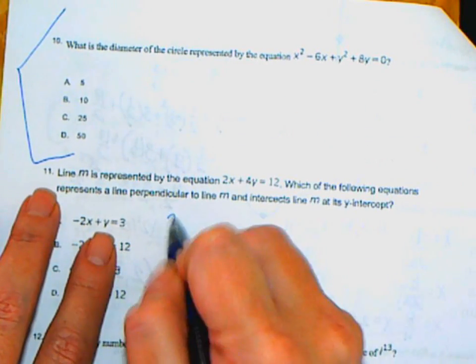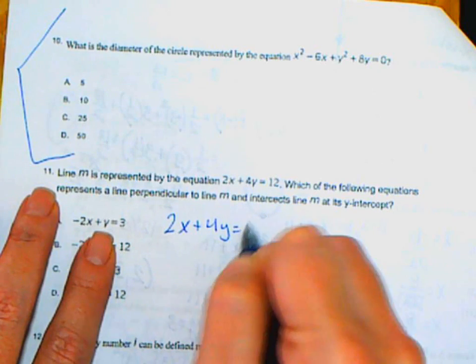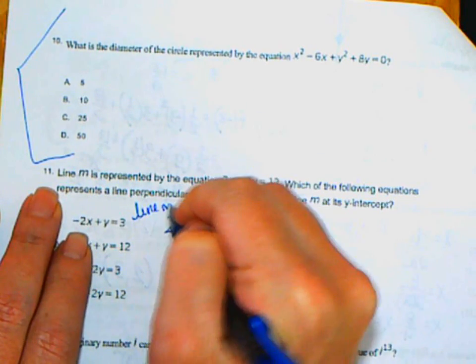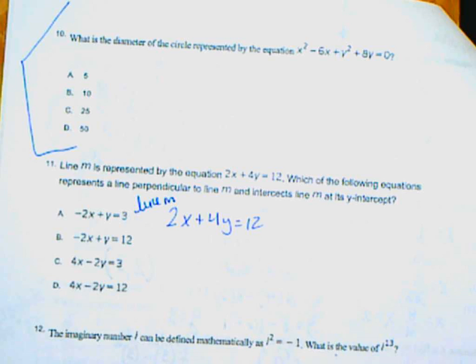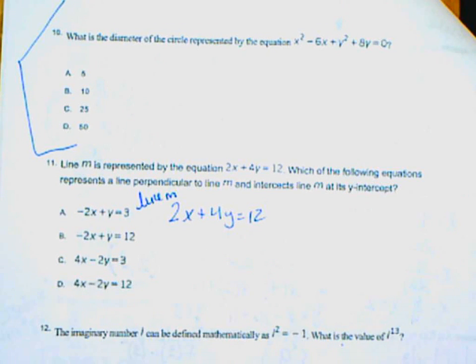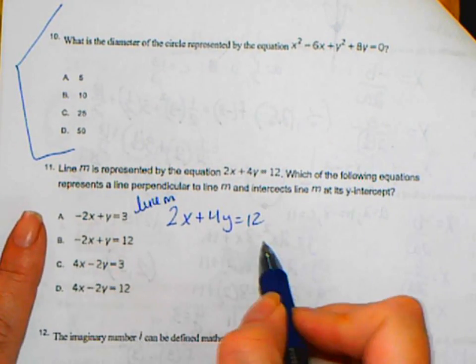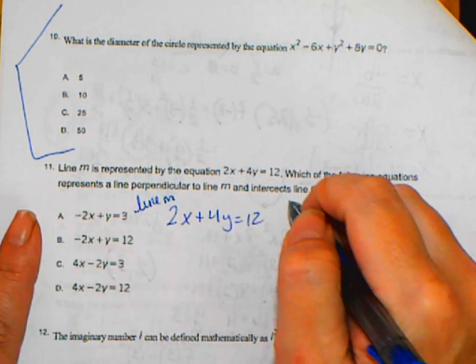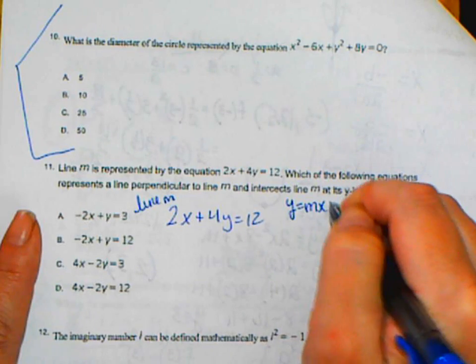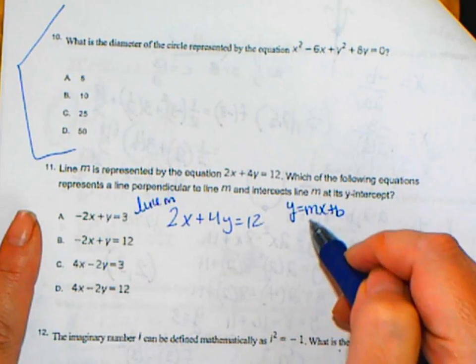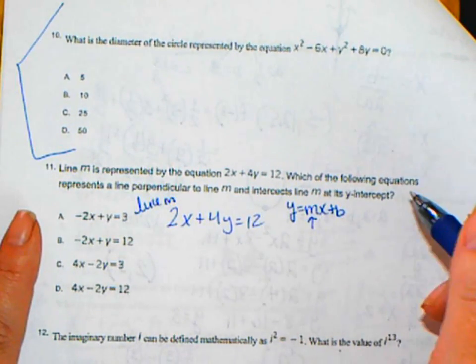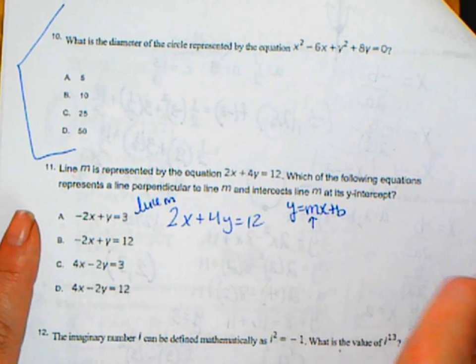Alright, so they're telling you that line M is 2x plus 4y equals 12. This is line M. And if I want to know about when it's going to be perpendicular to some other line, I got to figure out what its slope is, because slope is what tells me if they're going to be perpendicular or not. Okay? So it's currently in standard form. I want to put it in slope-intercept form, which is y equals mx plus b. So I got to isolate the y, and then whatever the coefficient of x is, that's my slope. Y'all kind of remember that from geometry?